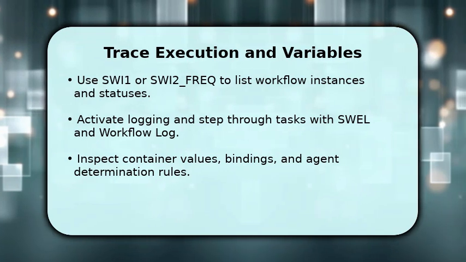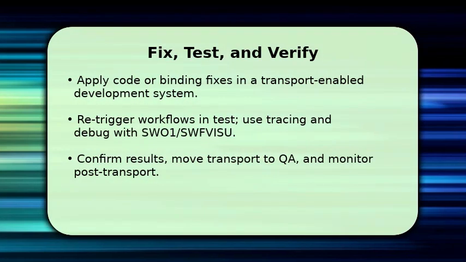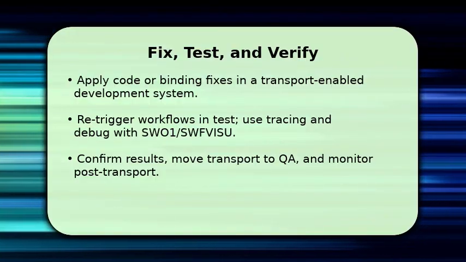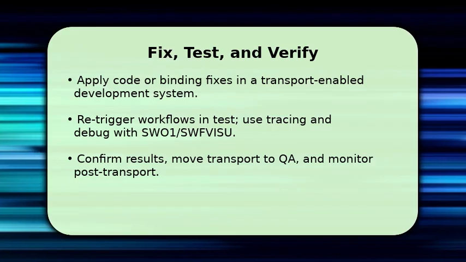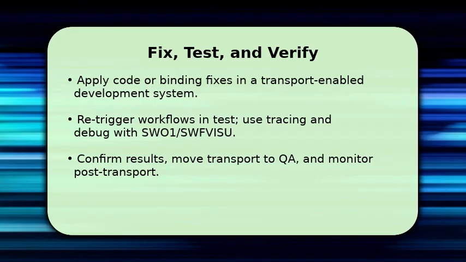You fix issues in development by updating bindings, ABAP methods, or agent rules, and then transport the changes following your change management process. Retrigger the workflow in a test system and run the instance with detailed tracing or ABAP debugger attached where needed so you can watch values change in real time. Verify the outcome against expected business results, then promote the transport to QA. If something goes wrong, check the workflow log for short dumps and container mismatches first. That usually reveals the root cause.